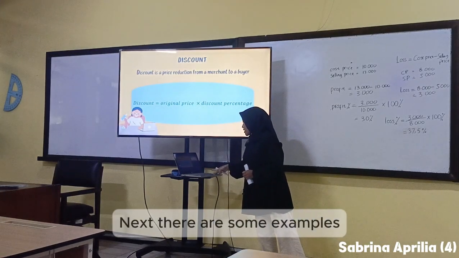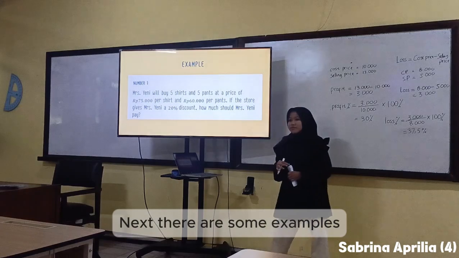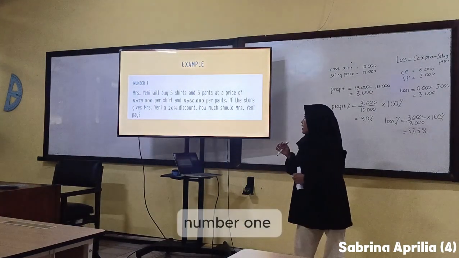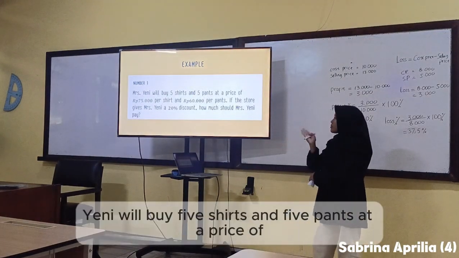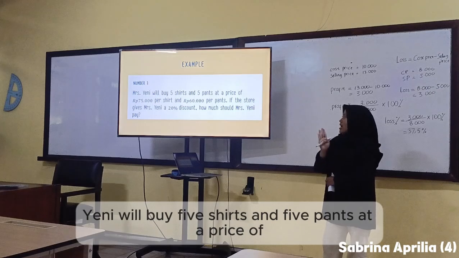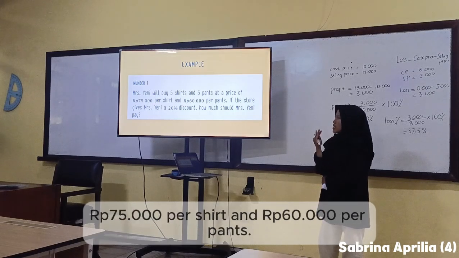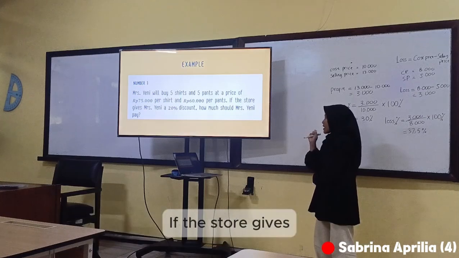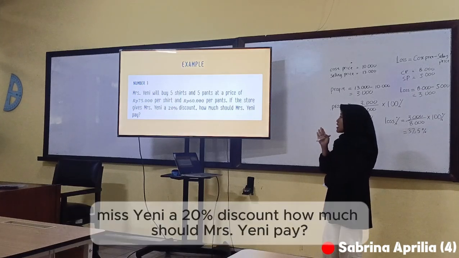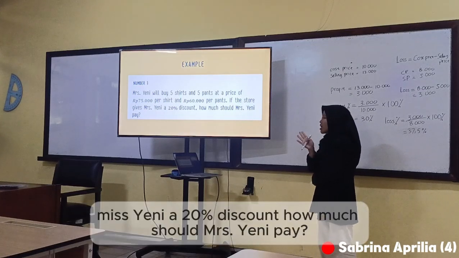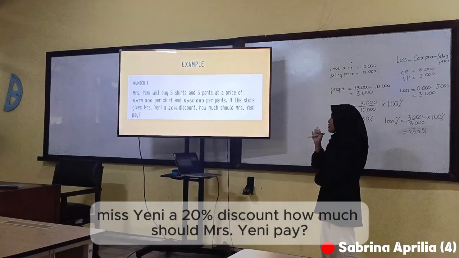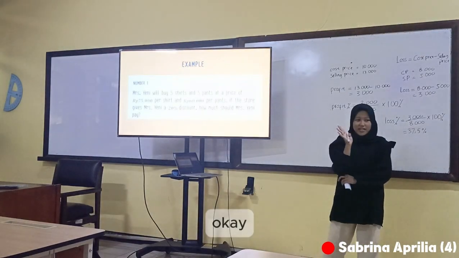Okay, next, there are some examples. Number 1. Miss Yani will buy 5 shirts and 5 pants at a price of 75,000 rupiah per shirt and 60,000 rupiah per pant. If the store gives Miss Yani a 20% discount, how much should Miss Yani pay?